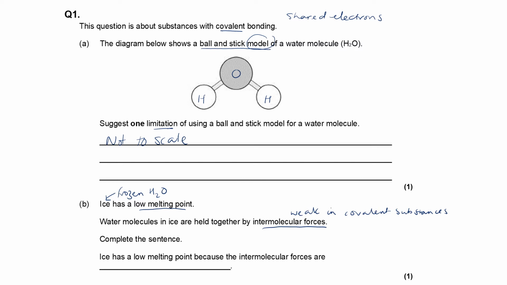Complete the sentence. Ice has a low melting point because the intermolecular forces are weak. That's what I was thinking of. And when I've checked the mark scheme, I've got those both right. Now that's a 2-mark question.